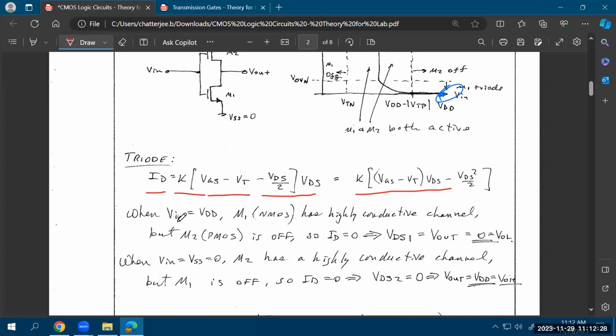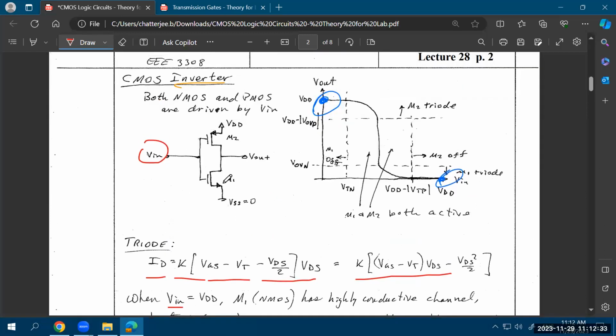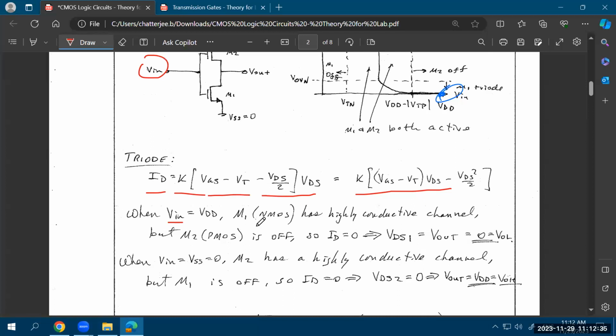Okay. So when your Vin is equal to VDD for the CMOS inverter, your M1, which is your NMOS device, has a highly conductive channel.